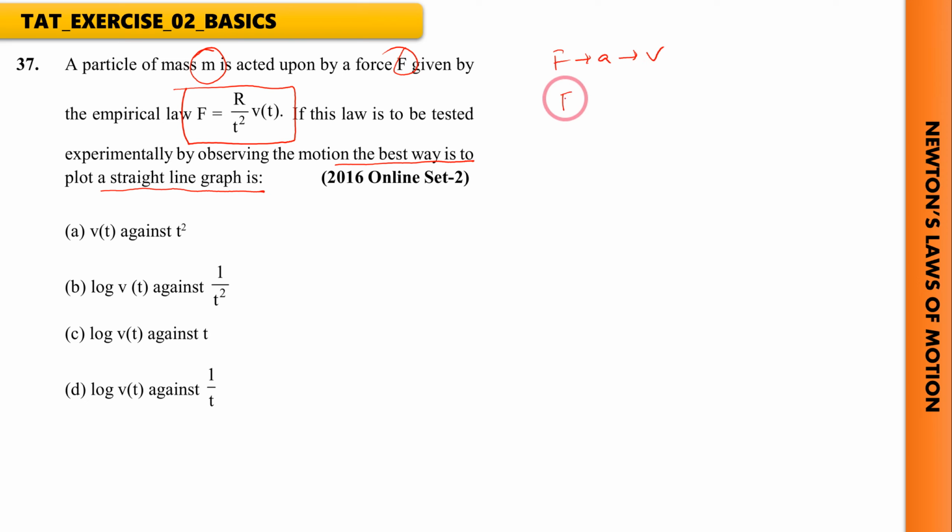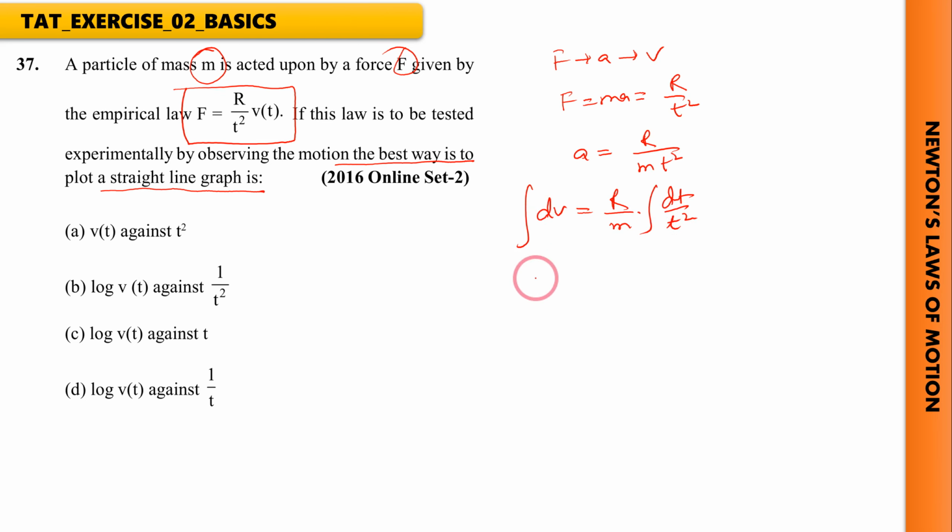So F equals to ma equals to r upon t square, a equals to r upon m into t square, dv equals to r upon m into dt upon t square. So when we integrate both sides, v equals to r upon m, and what we see, t to the power minus 2, the integral of 1 upon t square is minus 1 upon t, right?